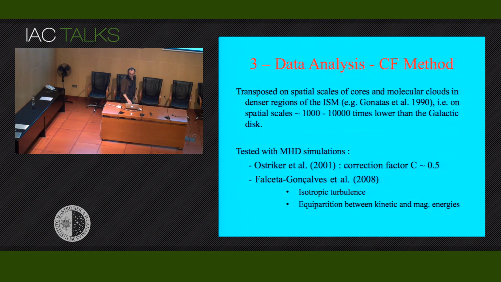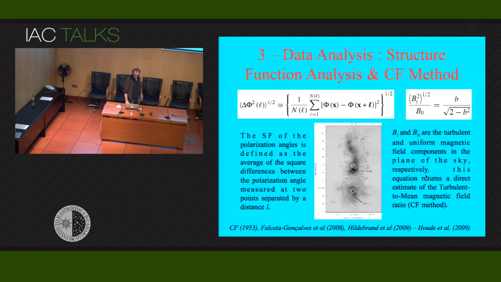And this method has been transposed to much smaller scales and much denser media to try to understand star formation regions, or how the magnetic field could act on the formation of stars. And that's what is explained here. Some simulations have been developed with correction factors, which are more technical details. But a lot of people have been investigating this field during the last 20 years, a bit more, even more.